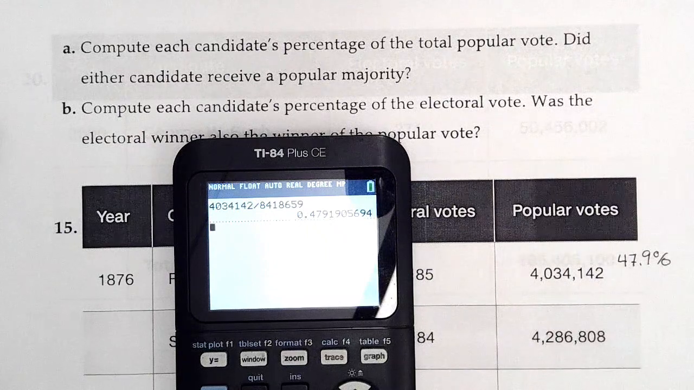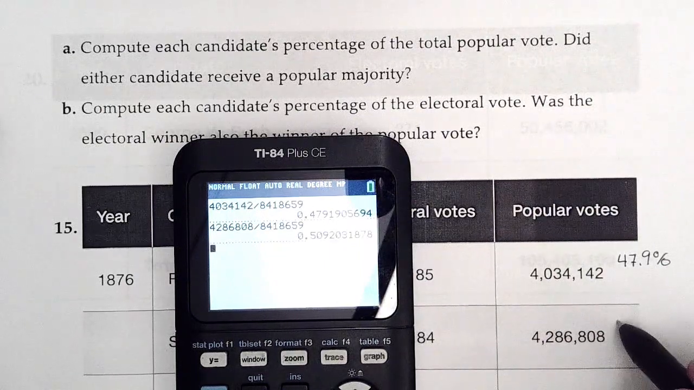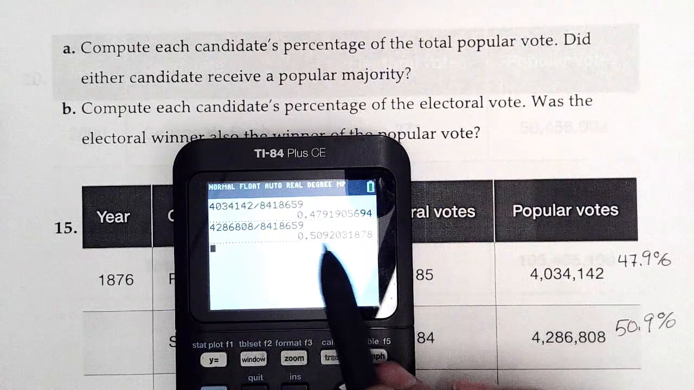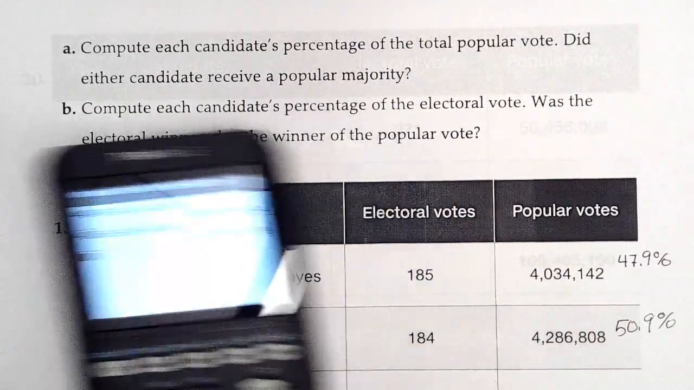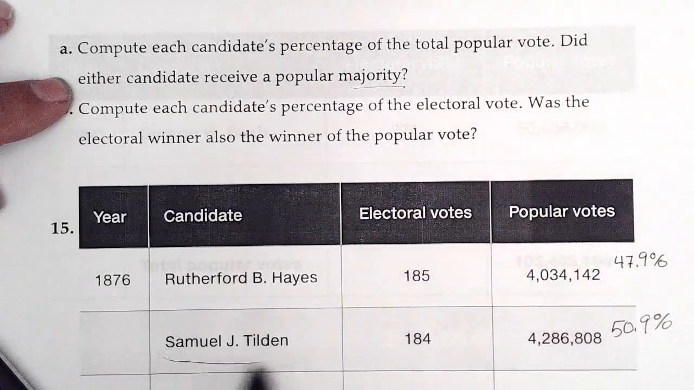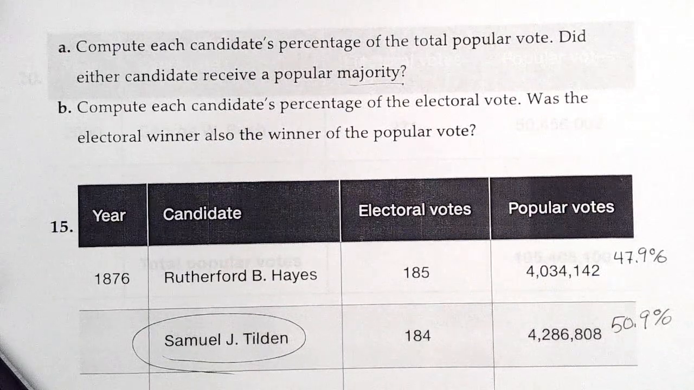47.9%. And now let's go up here and change it for the other one, which got 4,286,808, and got 50.9% of the votes, multiplying by 100 to get it in percentage. So, did either candidate receive a majority? Tilden got the majority, Sam Tilden.